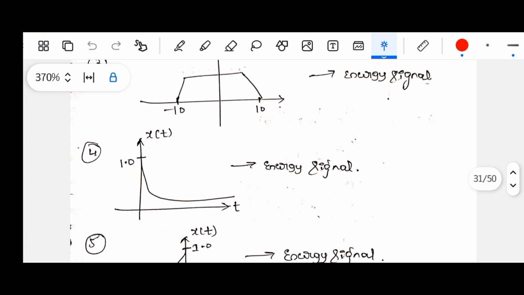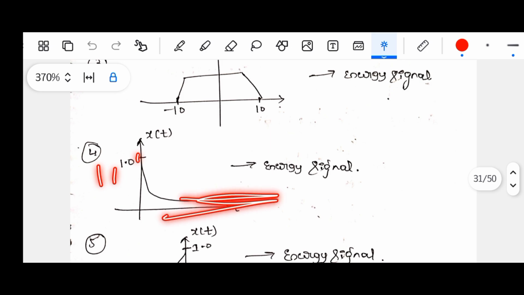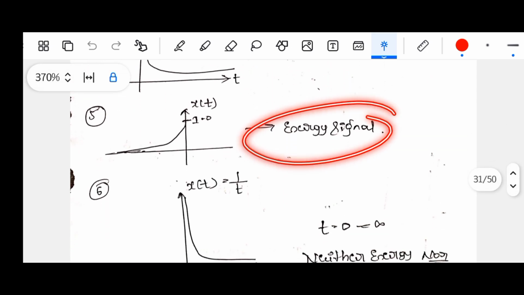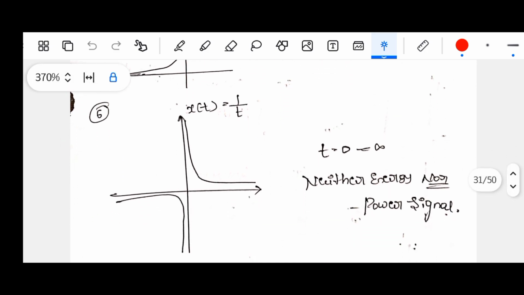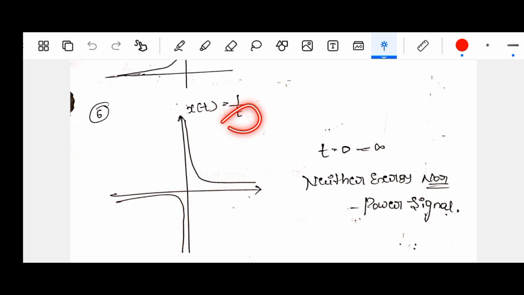See this. In this, it is at 1.0 and it is not decaying completely. It has a constant value. Therefore, that is an energy signal. Next, this is also an energy signal because it is starting from 1.0 and it is not decaying. It is continuing at a fixed value. It's an energy signal. See this. In this, x of t is equal to 1 by t, meaning the signal is like this, where t is equal to 0, it will be infinity.